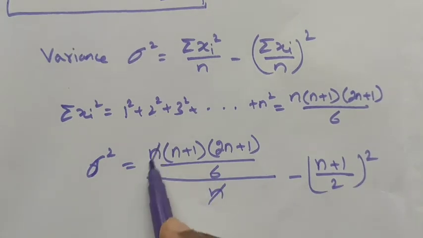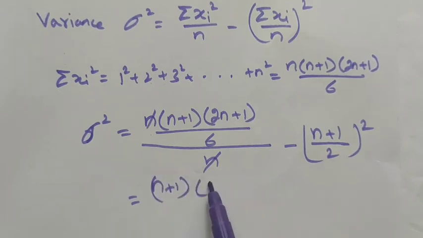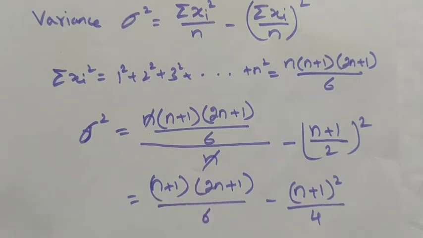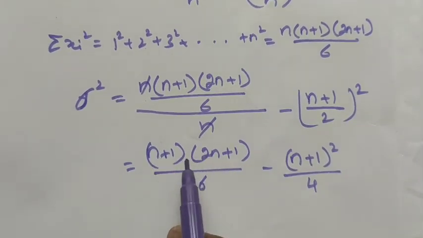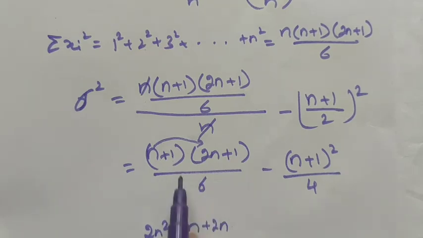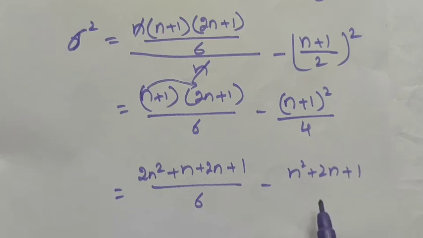Now here n will be cancelled. So we get n plus 1 into 2n plus 1 divided by 6 minus, if you square the term, the numerator is n plus 1 whole square and the denominator is 2 square, which is 4. Now multiply the numerator, binomial into binomial: n into 2n is 2n square, n into 1 is n, 1 into 2n is 2n, 1 into 1 is 1, divided by 6, minus, it is in the form of a plus b whole square, so a square plus 2ab plus b square, divided by 4.